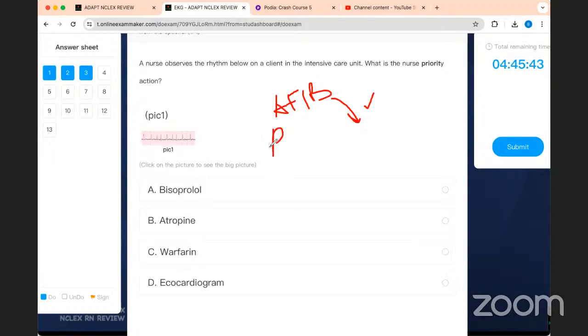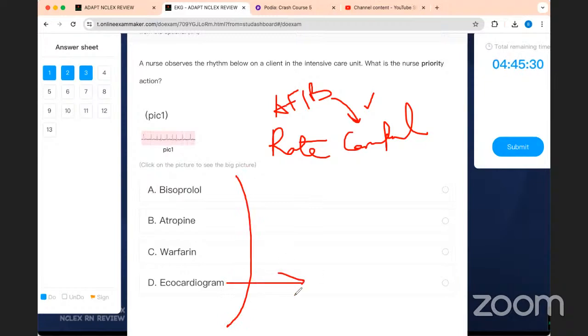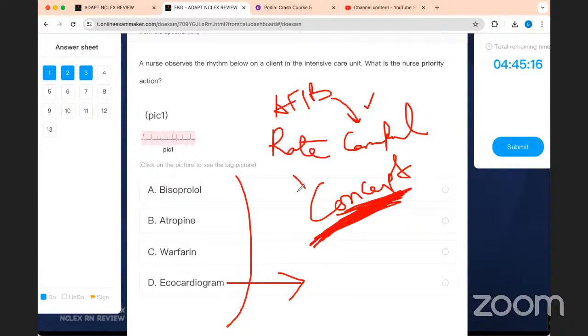And the number one action for atrial fibrillation is rate control. So control the heart rate. Which of these control the rate? Echocardiogram, that's not control. NCLEX is what we call a concept test. If you master the concept, trust me, nobody can take this from you. If you know that the concept for atrial fibrillation is rate control, then I'm picking an answer choice that is rate control.